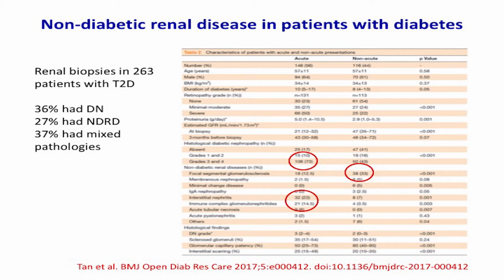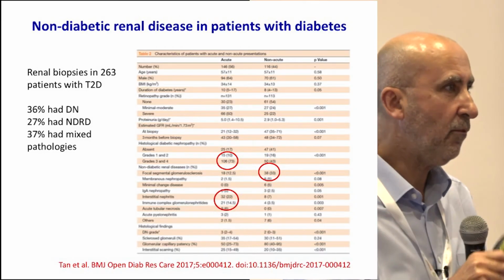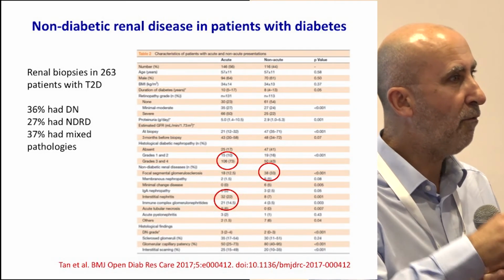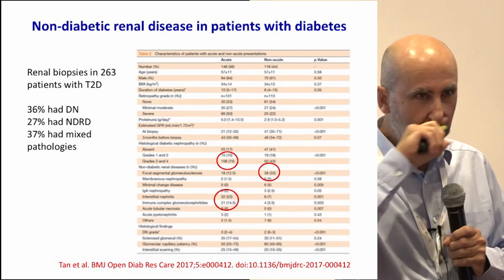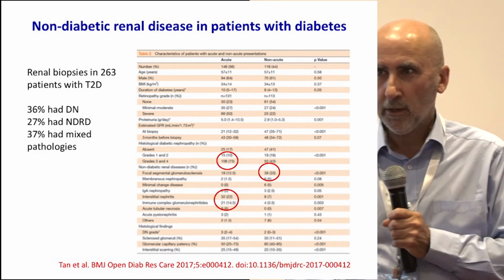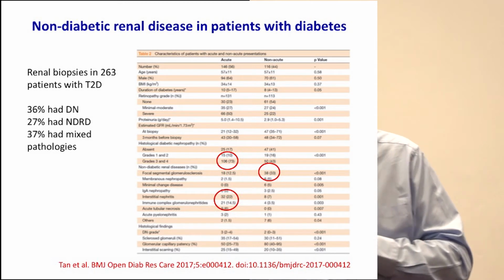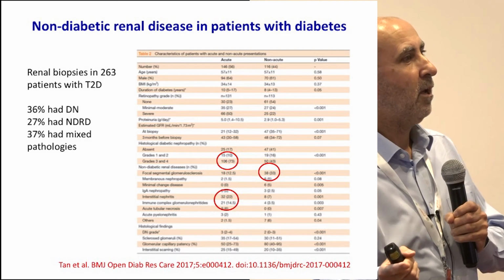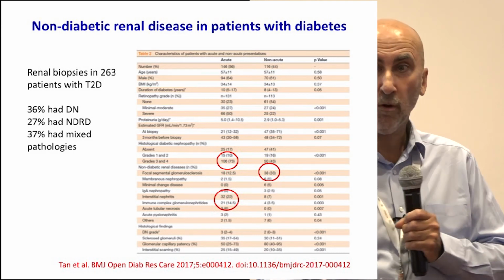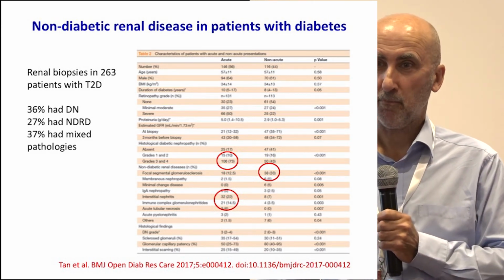I'll just run through a few studies that demonstrate the frequency of non-diabetic disease in our diabetic patients, and then give you some examples of the potential confusions that this can cause. So in general, when you biopsy a diabetic patient, one third will have diabetic nephropathy, one third will have something else going on, and one third will have both.